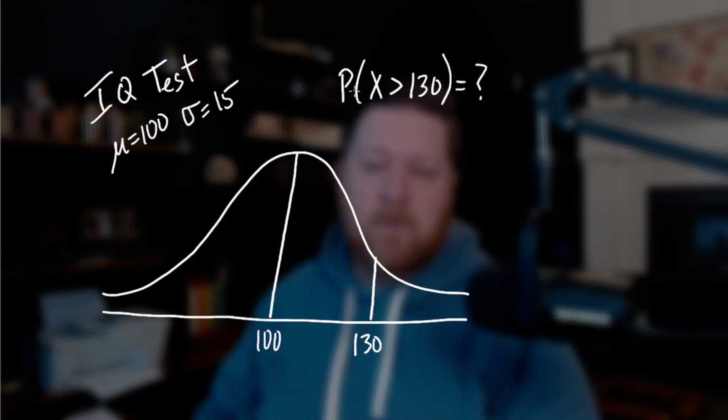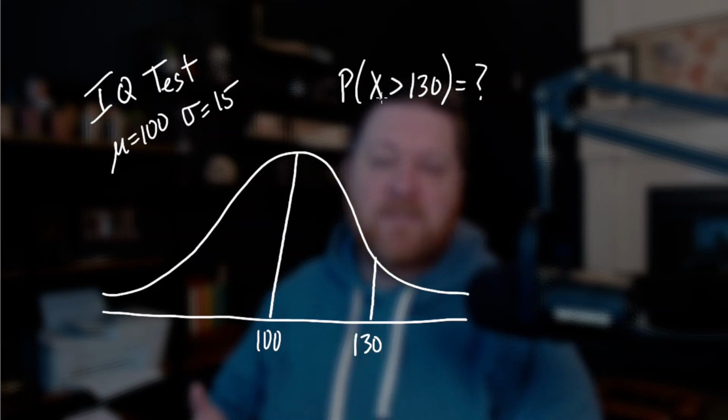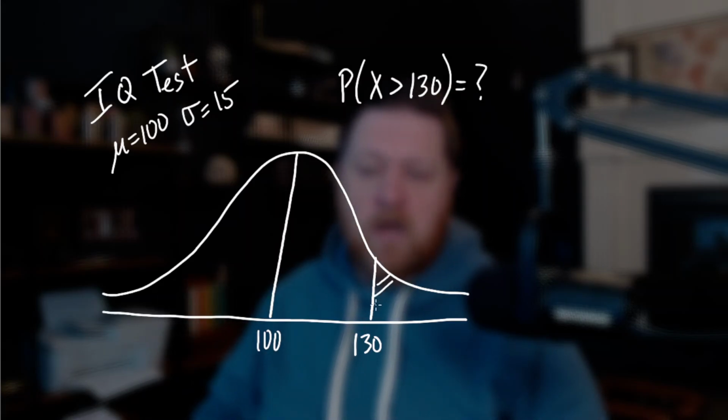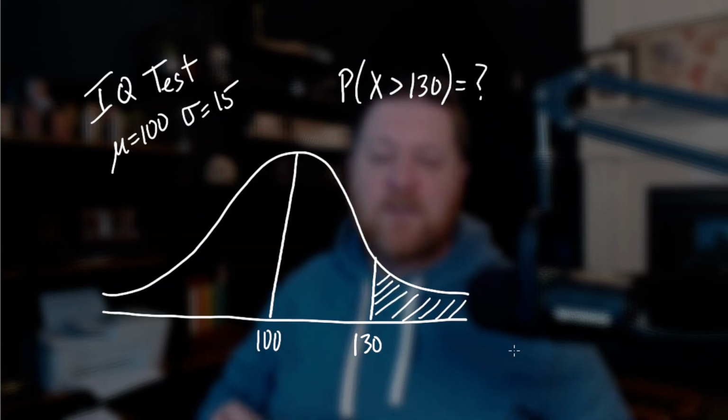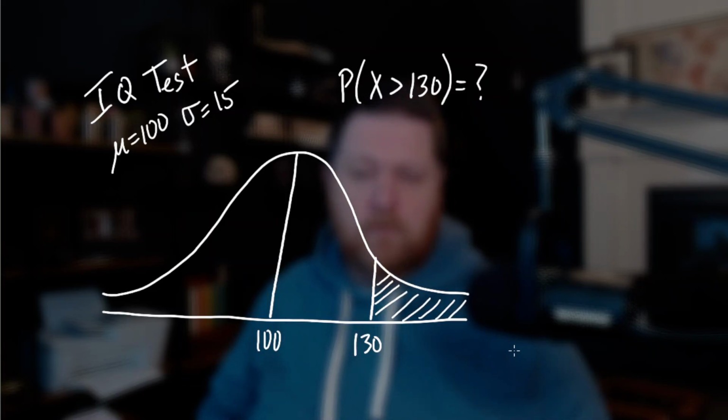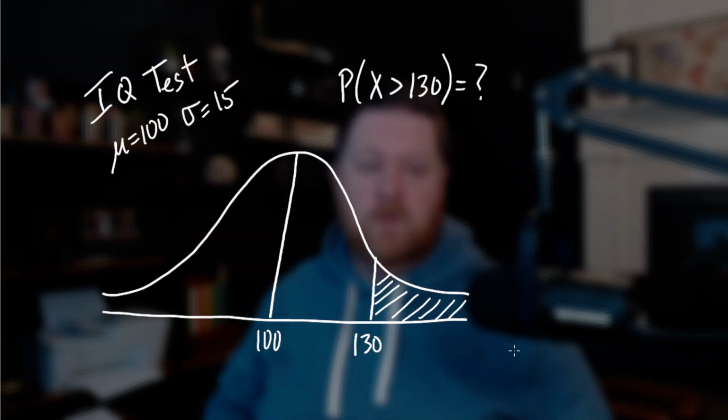So what's the probability that a test score is greater than 130? To find that, we want to find the area greater than 130. So what I do is I shade that area. I need to find the area that I just shaded. If I can find that area, that is equivalent to the probability that X is greater than 130. So what I really want to do is find the area greater than 130. So how do I do that?